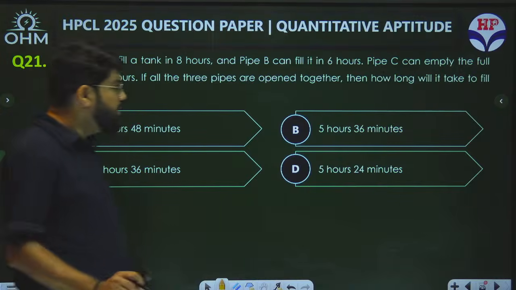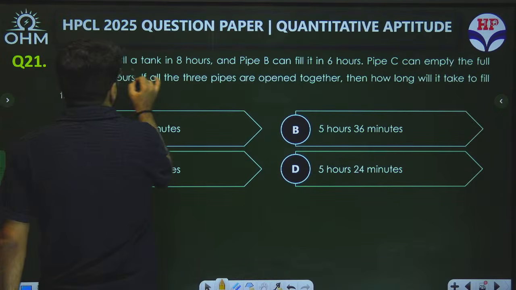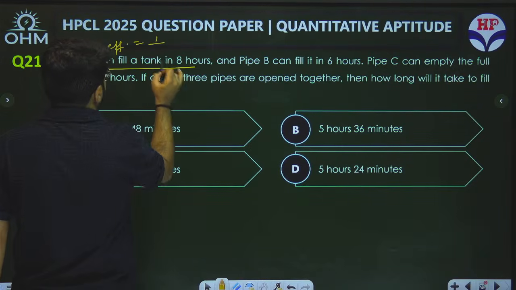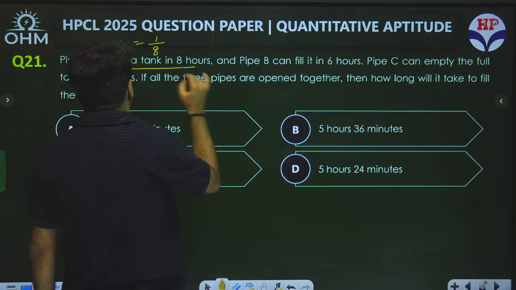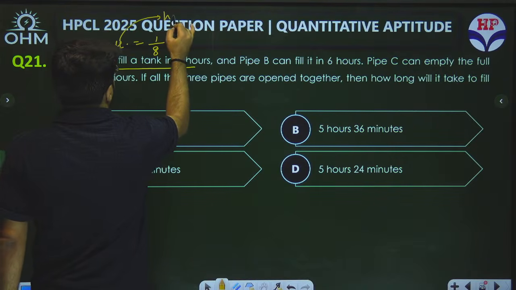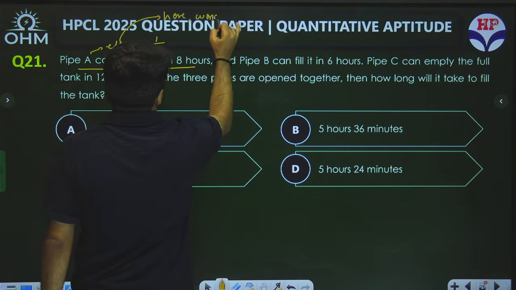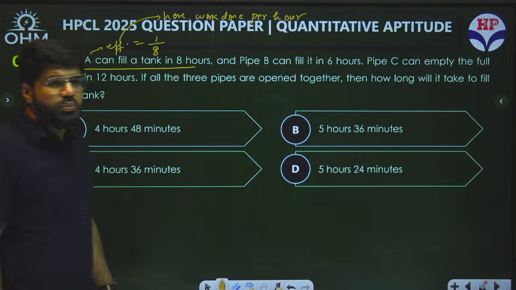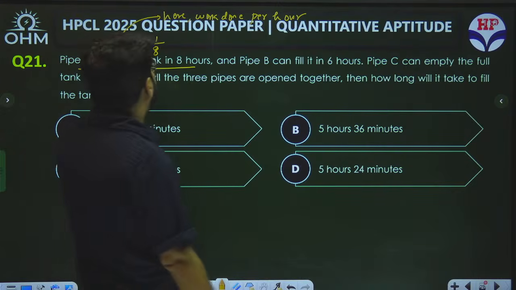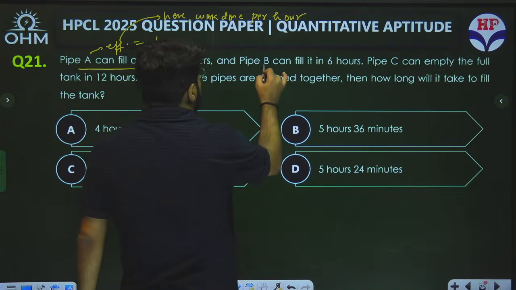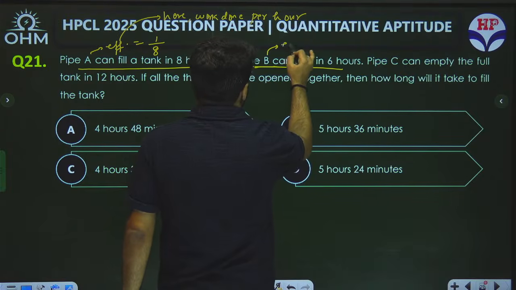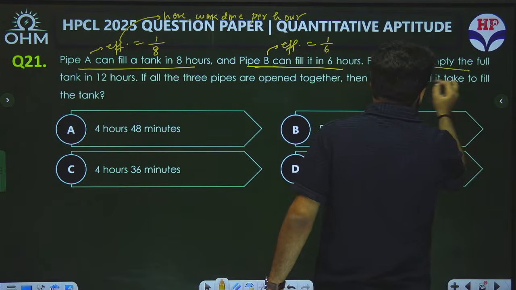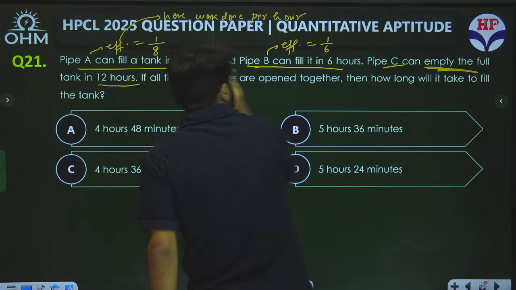Now you see here again, pipe A can fill the tank in 8 hours. So what is the pipe A efficiency? Efficiency, as we just discussed, is the reciprocal of time taken, 1 by 8. Here efficiency is work done per unit time, and the unit of time here is hour. So work done per hour is 1 by 8, because the total work is done in 8 hours. Pipe B, what is the efficiency of pipe B? 1 by 6. Pipe C can empty the full tank in 12 hours. So what is the efficiency?